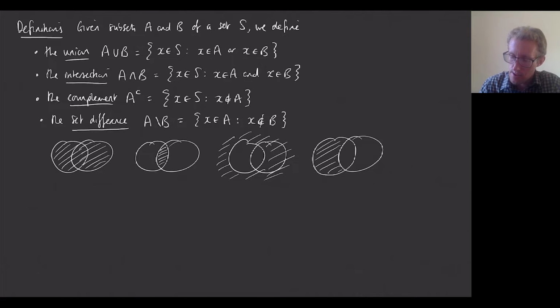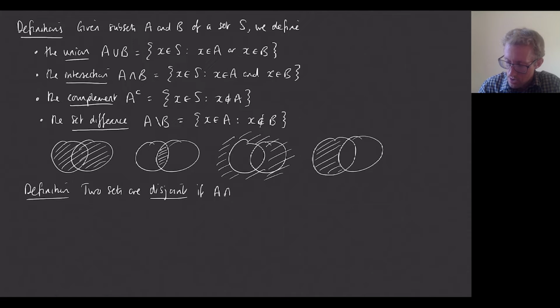Another thing I want to define, which is quite straightforward, is what it means to say that two sets are disjoint. I'll say two sets are disjoint if they don't intersect. So if their intersection is empty, so A intersect B is the empty set.